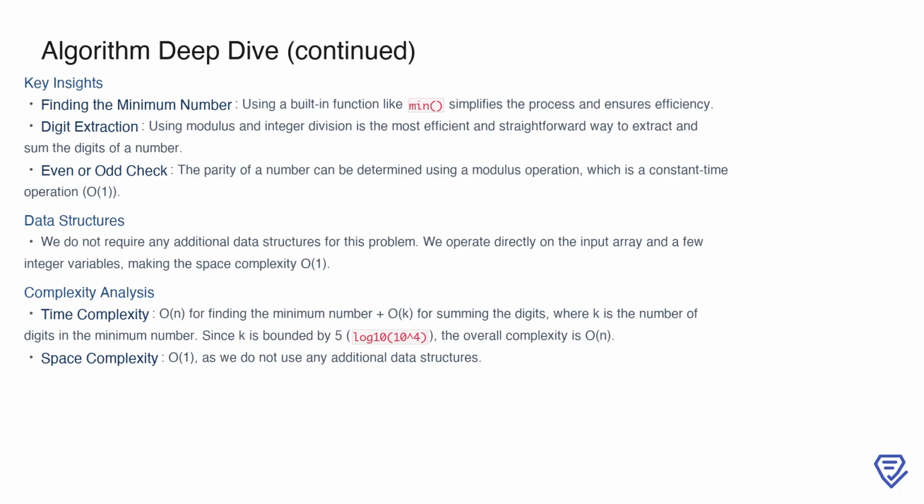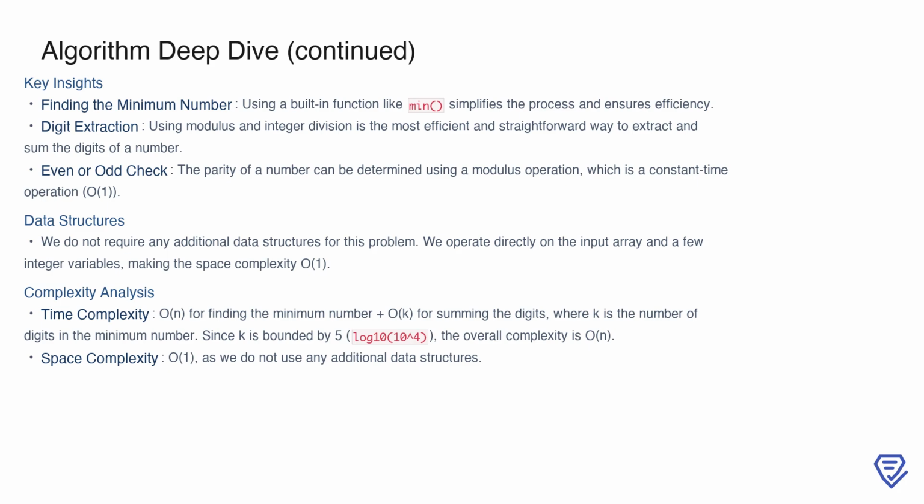First, finding the minimum number using the min function is both simple and efficient, as it avoids manual iteration. Next, the process of extracting digits using modulus and integer division is a straightforward and efficient way to compute the sum of digits. Finally, checking whether a number is even or odd with the modulus operator is a constant time operation, O(1), which ensures this step is highly efficient.